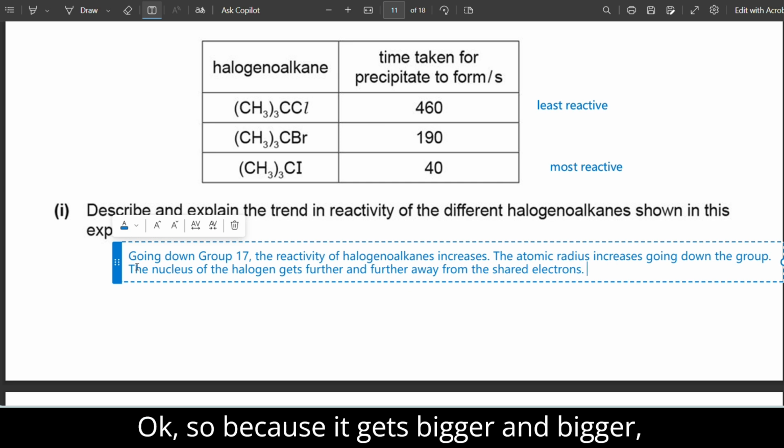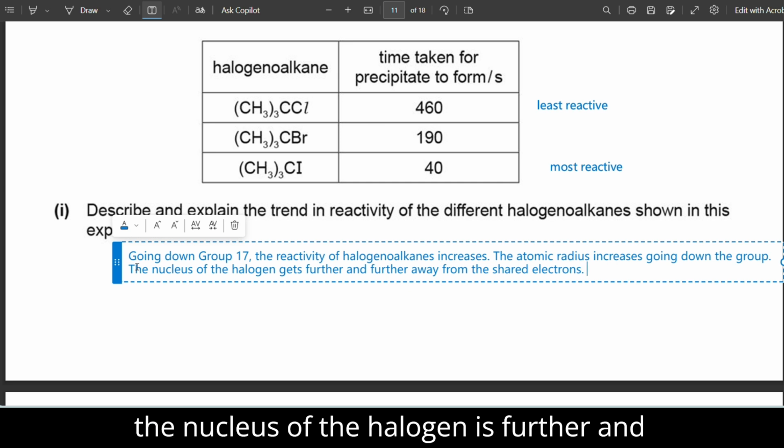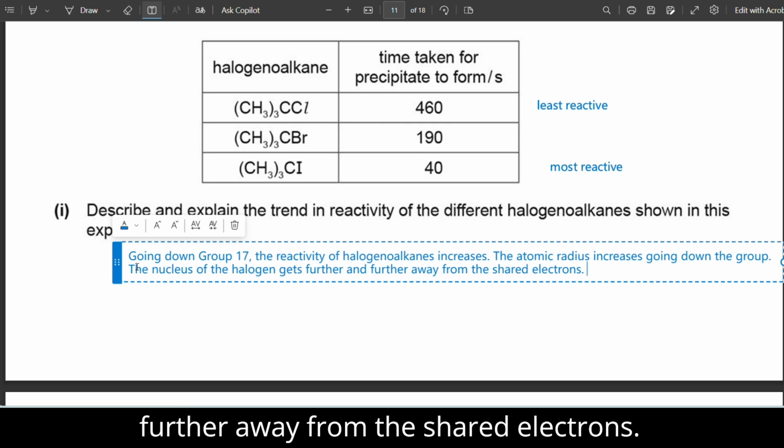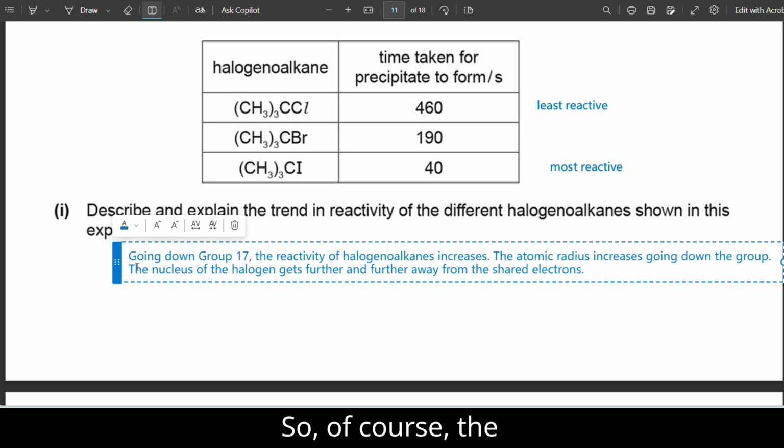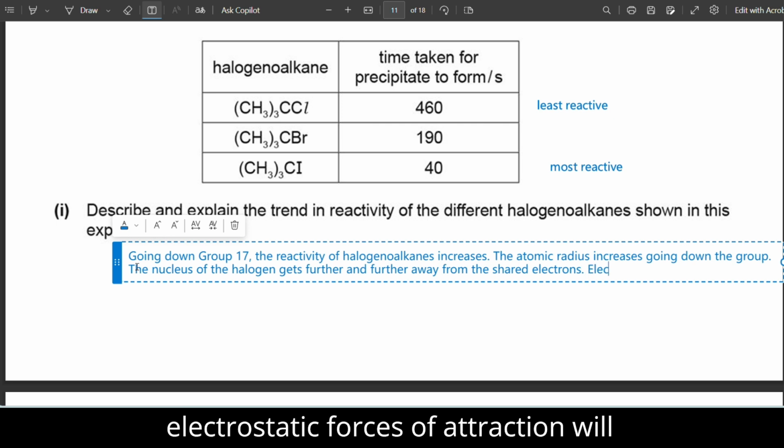Okay, so because it gets bigger and bigger, the nucleus of the halogen is further and further away from the shared electrons. So of course, the electrostatic forces of attraction will be weaker.